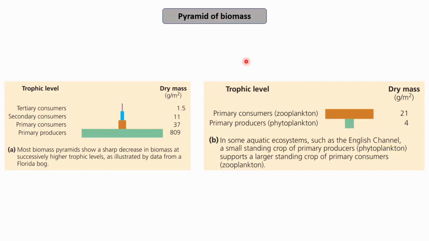In case of upright pyramids, for example, if I talk about a Florida bog, the pyramid of biomass is upright, where the dry mass of the primary producers is higher than the primary consumers, which have a higher biomass as compared to the secondary consumers, that actually have higher biomass than the tertiary consumers.